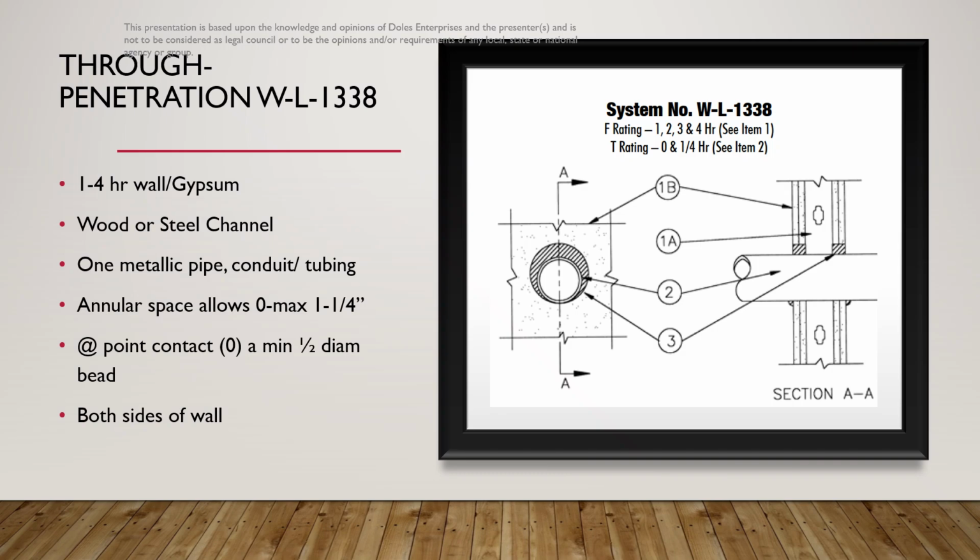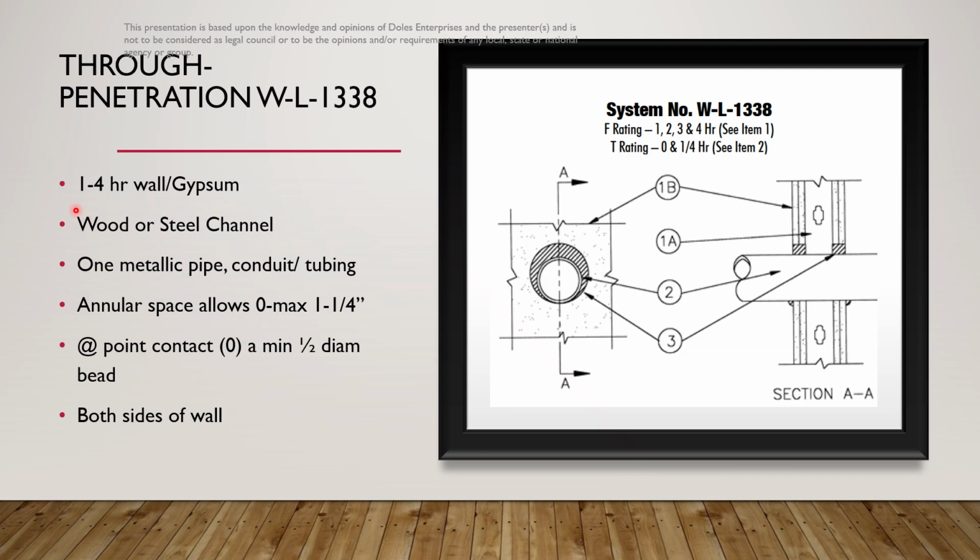Our next example is going to be WL1338. This is going to be a gypsum wall. It can be 1 to 4 hours. And again, as typically seen in a UL system sheet assembly page, you will see a note that says the hourly F rating of the firestop system is equal to the hourly fire rating of the wall assembly in which it is installed. We're going to have a few examples on this one sheet.